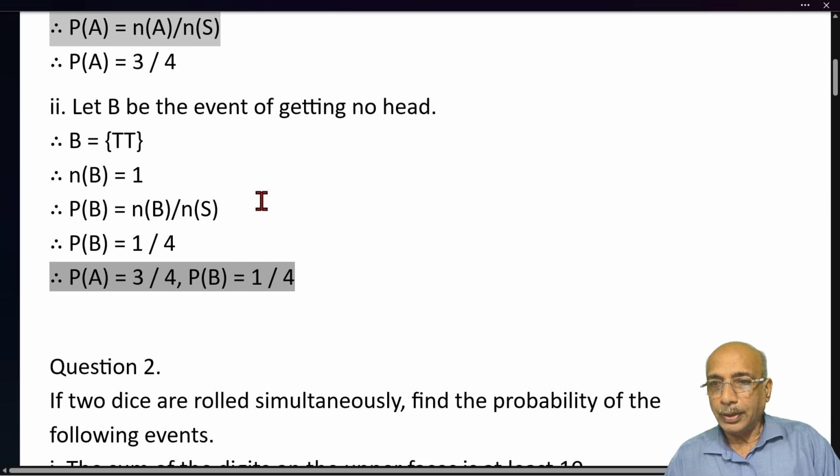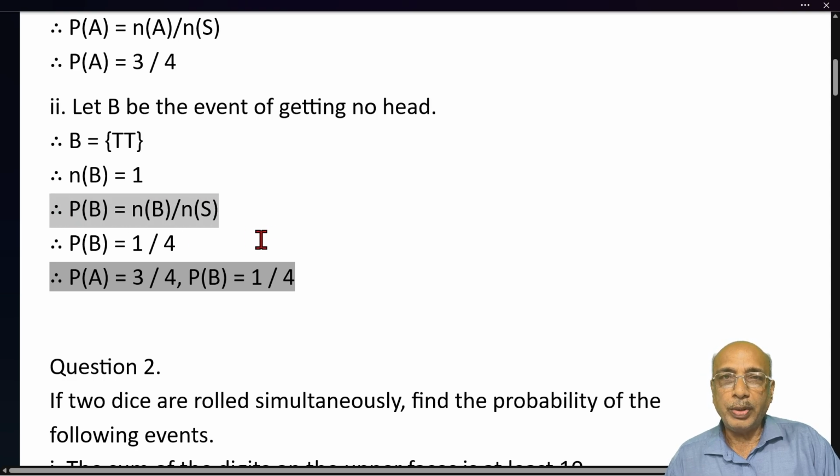Next problem. Let B be the event of getting no head. So both will be tails. So event B will be TT. Therefore, N of B will be 1. Probability of event B equals N of B upon N of S, that is 1 by 4. N of S remains the same, 4. So P of A equals 3 by 4 and P of B equals 1 by 4. Very easy, I am sure.